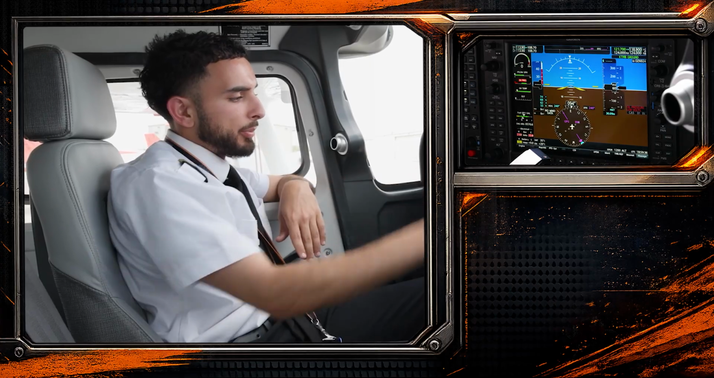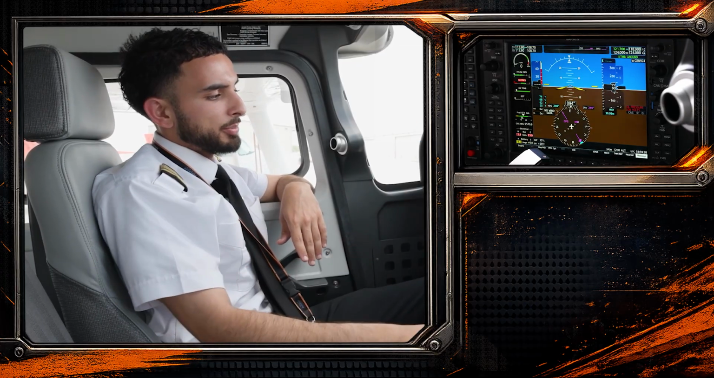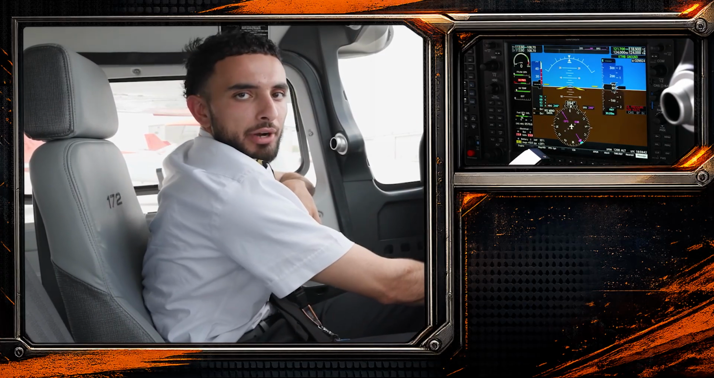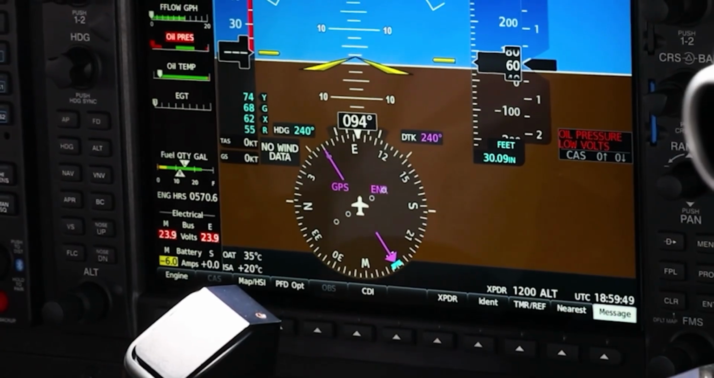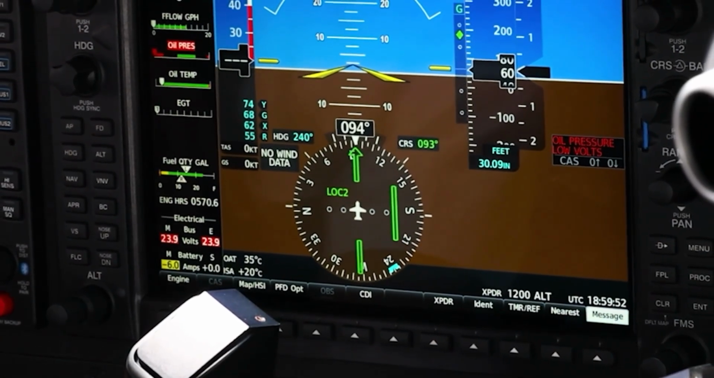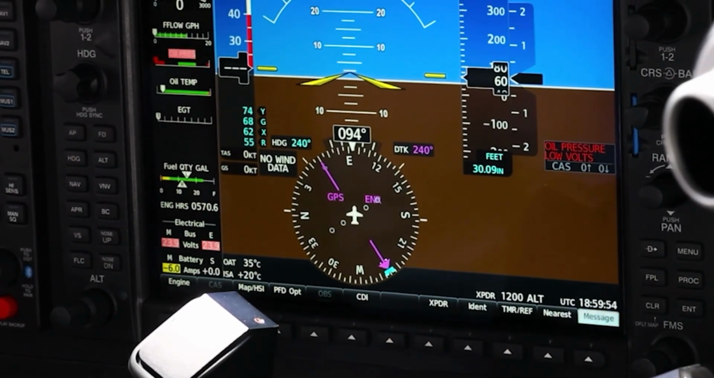On the bottom here, we have a couple soft keys. Every soft key controls something different. You can swap between different modes. On the HSI, we have GPS and we have loc mode. We have loc 2 and back to GPS mode again.